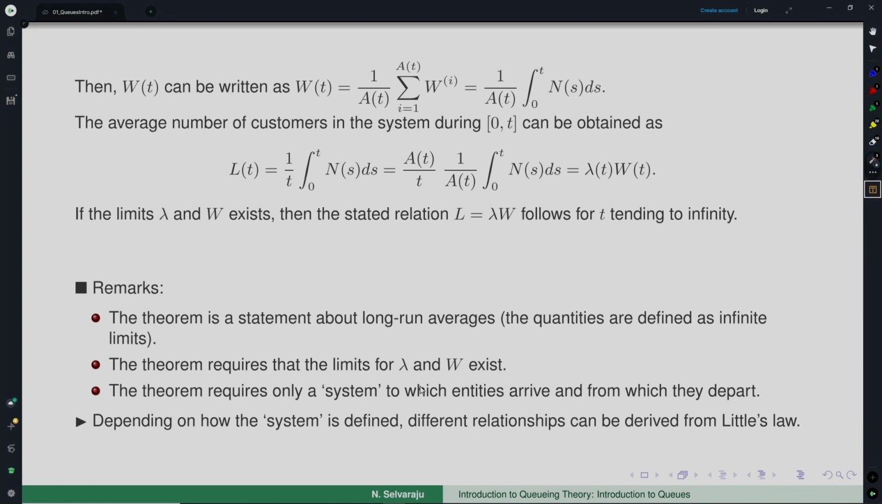Third, it is a bit more general: this requires only a system to which entities arrive and from which they depart.